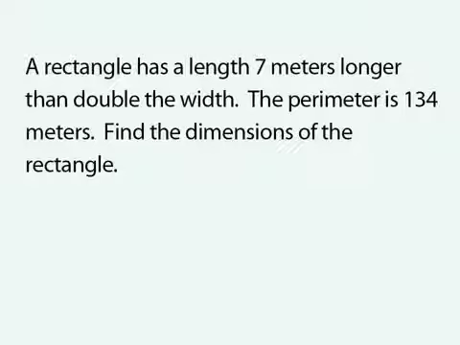A rectangle has a length 7 meters longer than double the width. The perimeter is 134 meters. Find the dimensions of the rectangle.